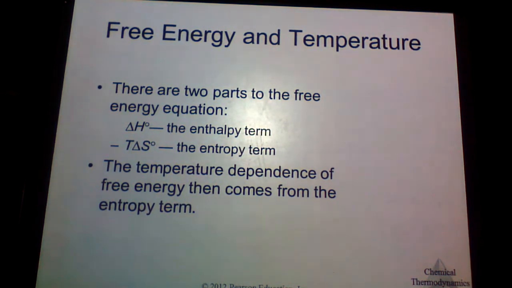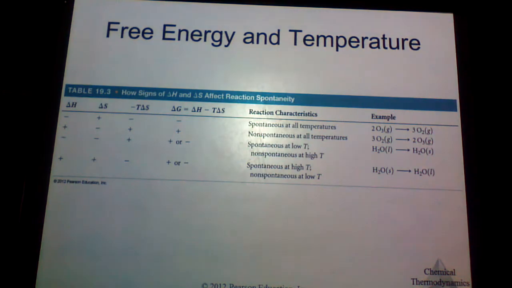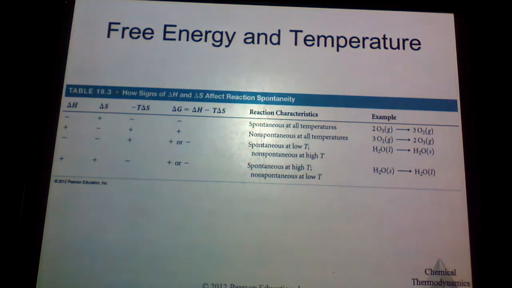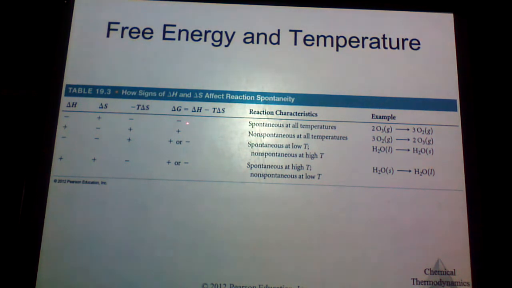So free energy, delta G, is going to change based on whether these terms are positive or negative. This chart, table 19.3, is super imperative for you to know. I guarantee that a multiple choice question on your AP test will ask you, what will delta G's value be if delta S is positive and delta H is negative? And you better know that then delta G is going to be negative. So this chart is super, super important.